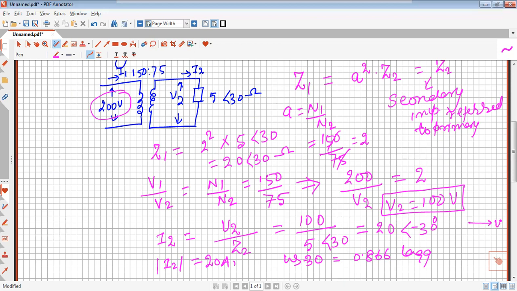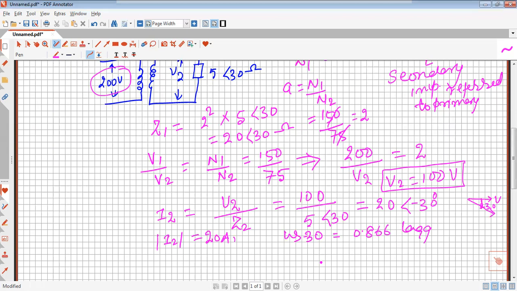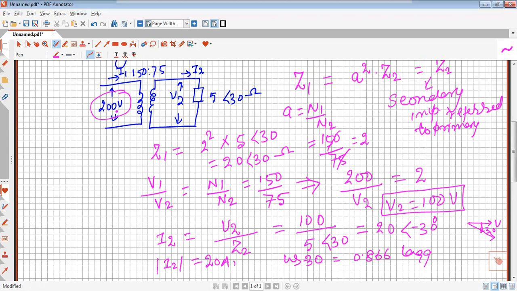It means voltage will be here and current will be here, lagging by 30 degrees. Minus angle means the angle will be on this side. So this is our lagging power factor. So now the power factor is also known. In the same way, we can also find out the primary current. Primary current means I1. Here we can also find the value of I1.